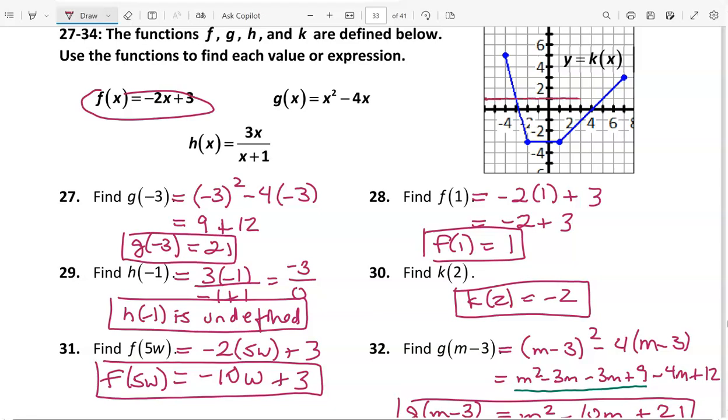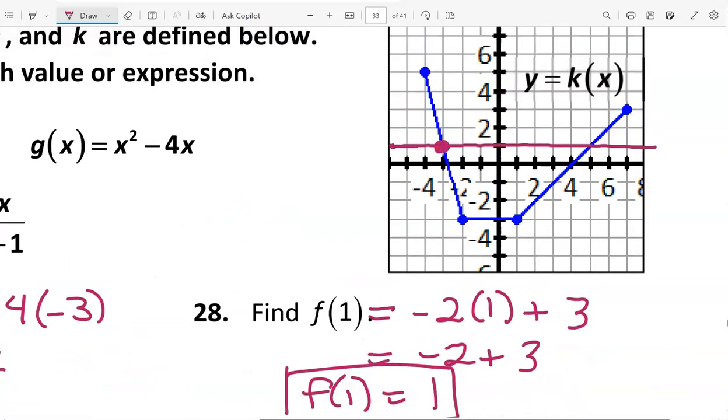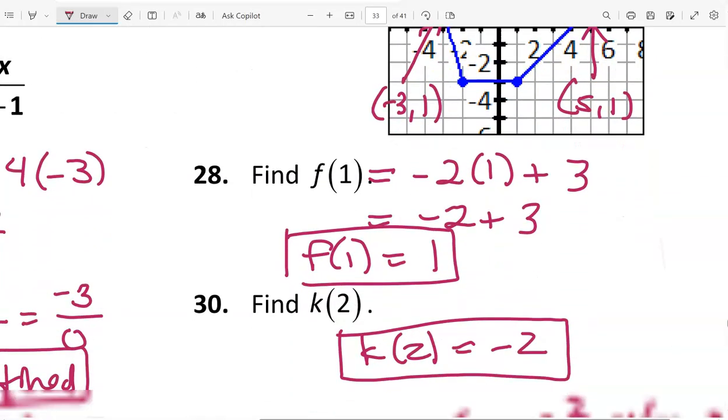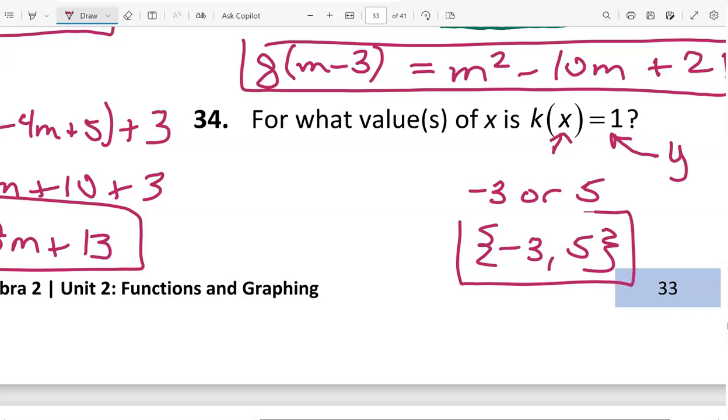So if I draw a horizontal line right through the graph of k of x, each of these points that intersect the graph have a y value of 1. And the ordered pairs here are 5, 1 and negative 3, 1. So the x values that we are looking for are negative 3 or positive 5. You can put that in set notation if you wish, since it's the solution to the equation k of x is equal to 1.